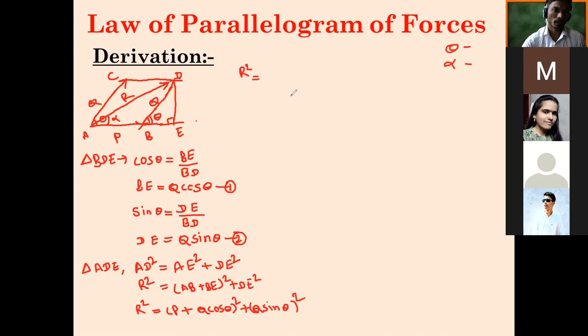So here I will write now. R square is equal to, using (A plus B) square, P square plus 2PQ cos theta plus Q square cos square theta plus Q square sin square theta.